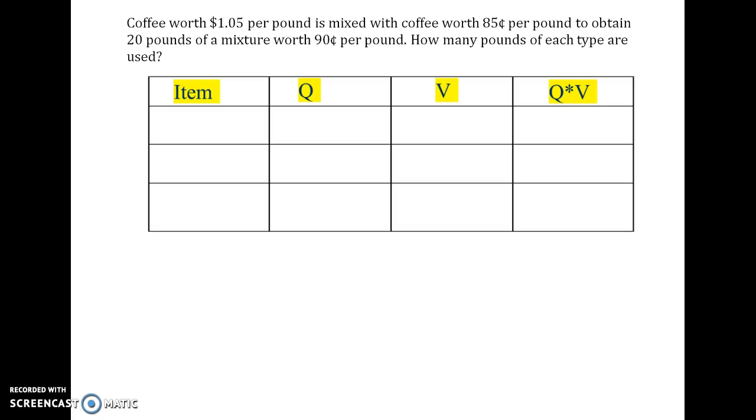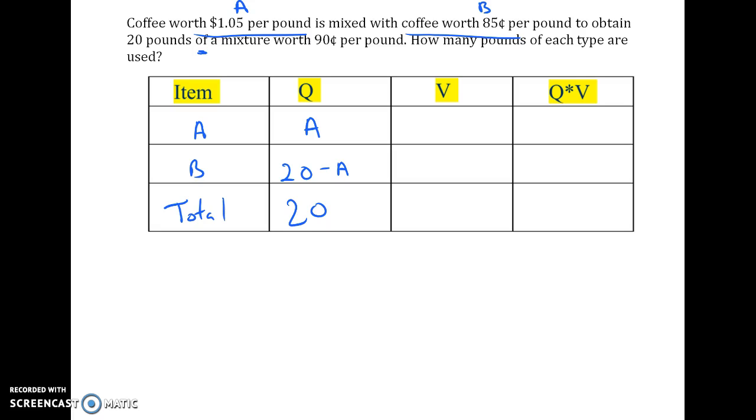We have coffee worth $1.05 per pound. So there's coffee 1, or A, mixed with coffee 85 cents. So there's my 2 coffee right there. So A, B, total. Okay. To obtain 20 pounds, there's that, so 20 pounds. I know that I have mix A. To get B, I just go 20 minus A.